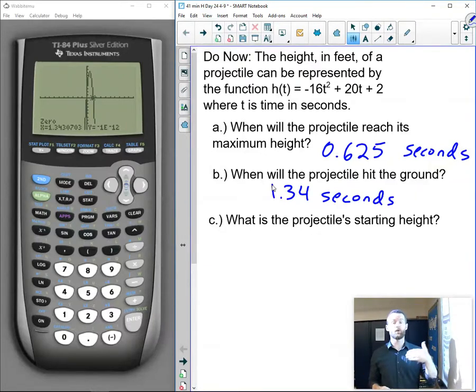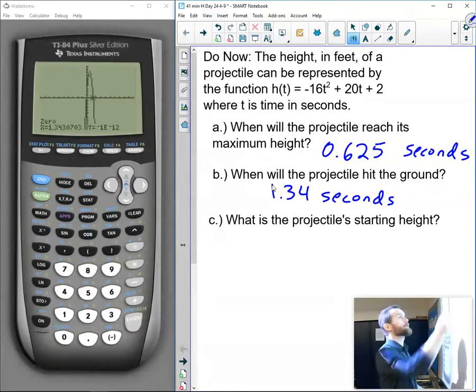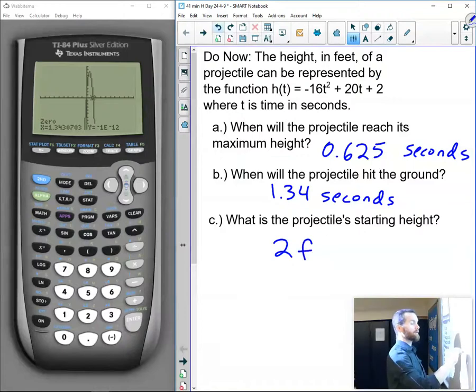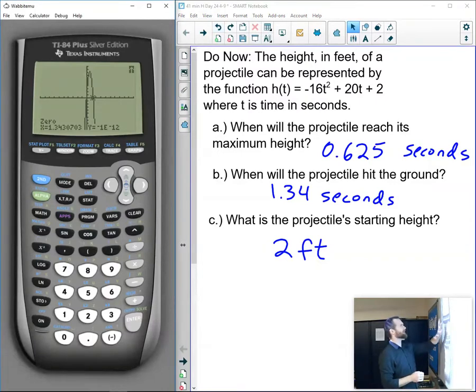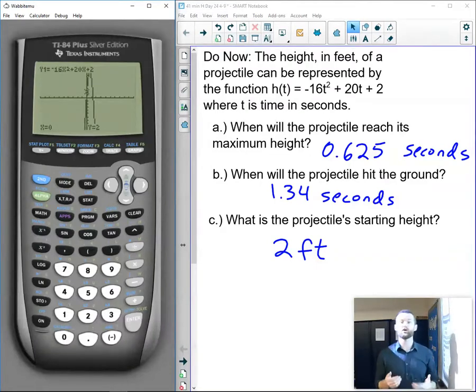And last but not least, it says, what is the projectile's starting height? Well, the starting height is just the y-intercept. So the y-intercept is always the c value. So we can just say the starting height is 2 feet. Now, if you ever forget that the starting height is the y-intercept, which is always the c value, you can just think, okay, well, the starting height, that would be an x value of 0. So we can hit second, calculate, value, type in 0 for x, and hit enter, and there you go. It gives you 0, 2. So the y value, the height, is 2 when we're starting.